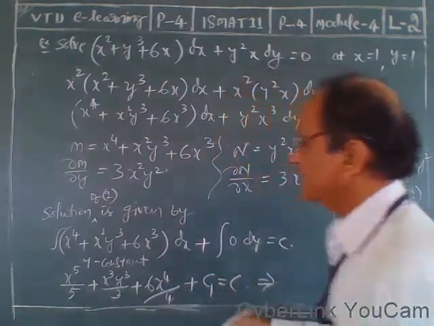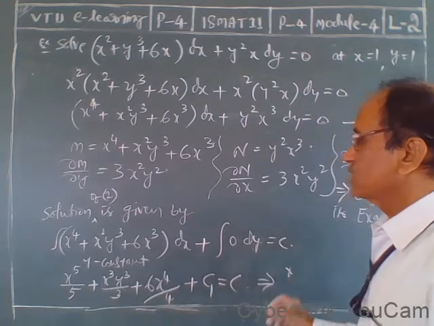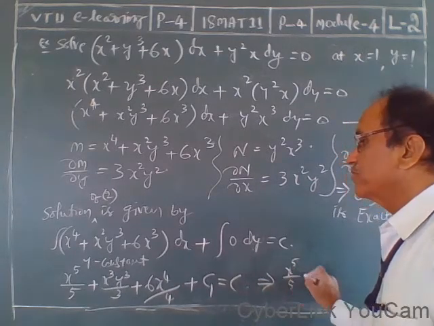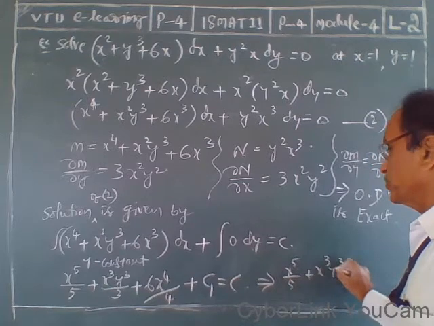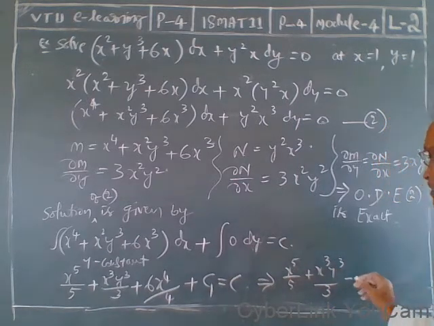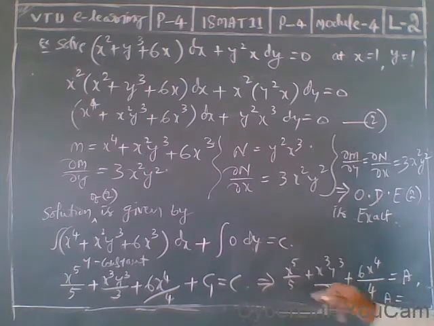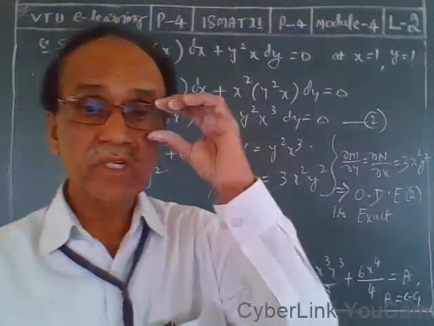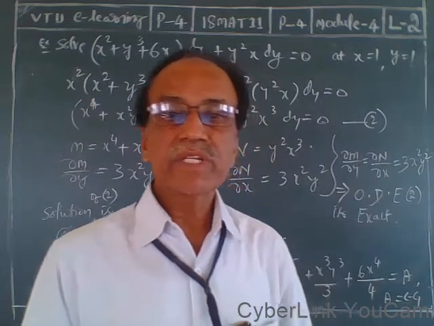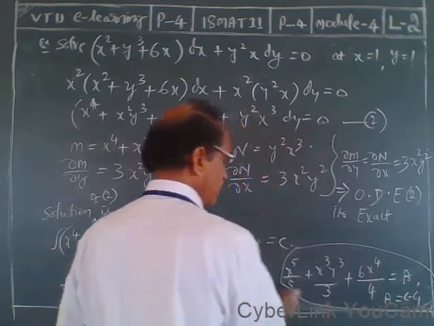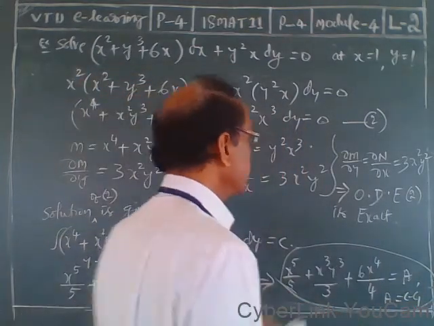This implies, let me make one constant: x to the power of 5 divided by 5 plus x cube y cube divided by 3 plus 6 x to the power of 4 divided by 4 is equal to capital A, where A equal to c minus c1. Anyway, c is arbitrary and c1 is also arbitrary, so I'll take a combination of these two, that will be one more constant. So this is the final solution, but you have to find out the value of arbitrary constant A.